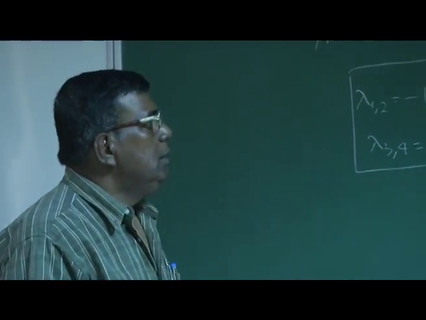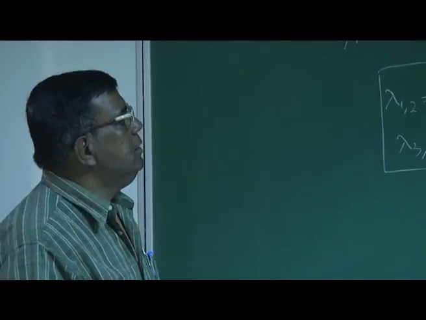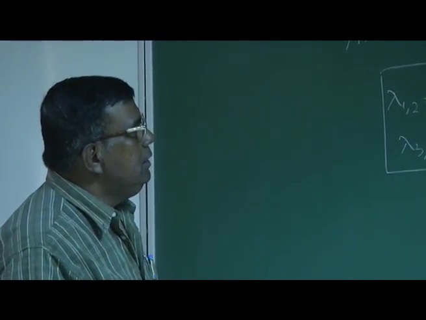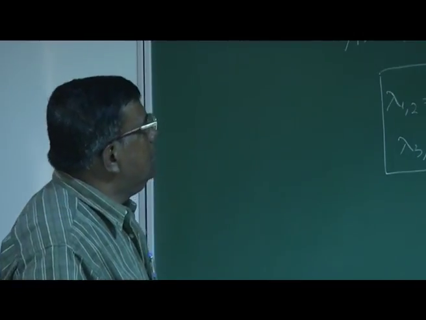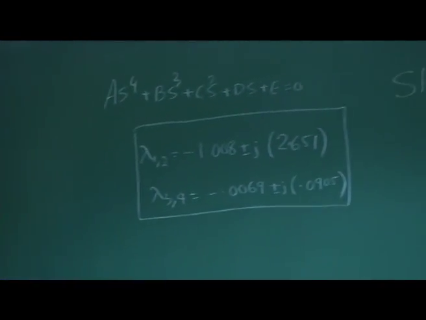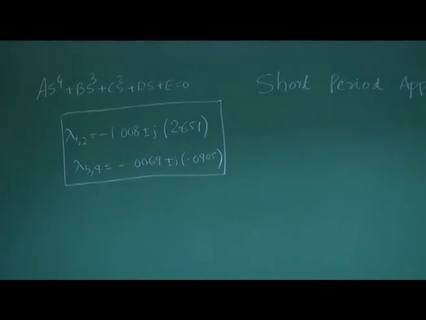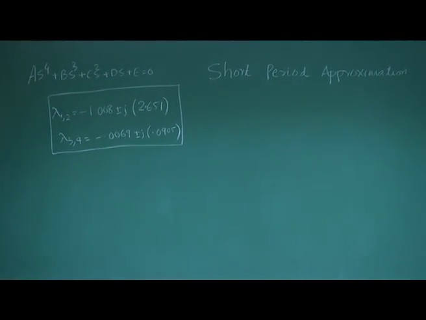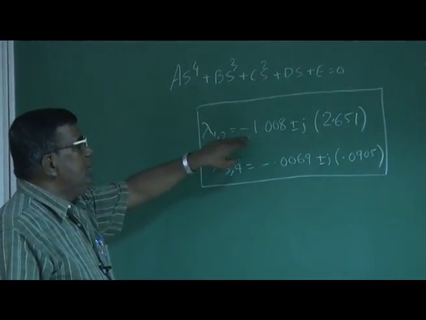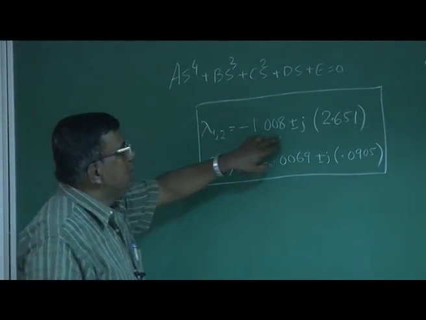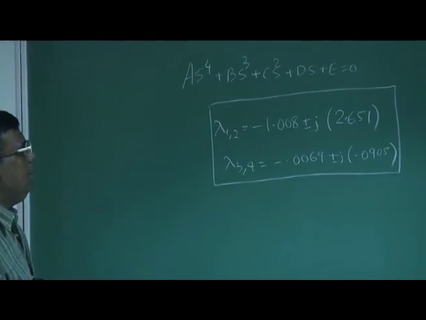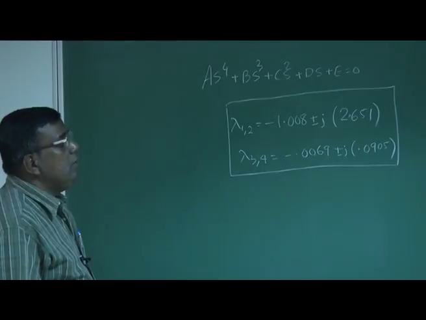See, we were trying to understand the dynamic stability aspects of an aircraft, and we have seen that when we were analyzing longitudinal mode, we could get equations of this form: A s^4 plus B s^3 plus C s^2 plus D s plus E equal to 0, and A, B, C, D, E can all be computed using aerodynamic derivatives, inertial properties, etc. And when I solve this numerically, we get a solution for a typical aircraft: lambda 1, lambda 2 as minus 1.008 plus minus j 2.651, and similarly minus 0.0069 plus minus j 0.0905.